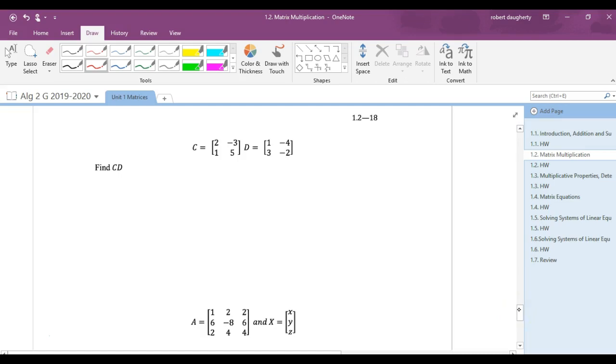A couple more, and then we'll be done, and I'll turn you loose for the day. This one you should get very familiar with. It's probably the most common. This is a 2 by 2 and a 2 by 2. When you multiply a 2 by 2 and a 2 by 2, you get what? A 2 by 2 matrix. Okay, so CD is going to be a 2 by 2 matrix.